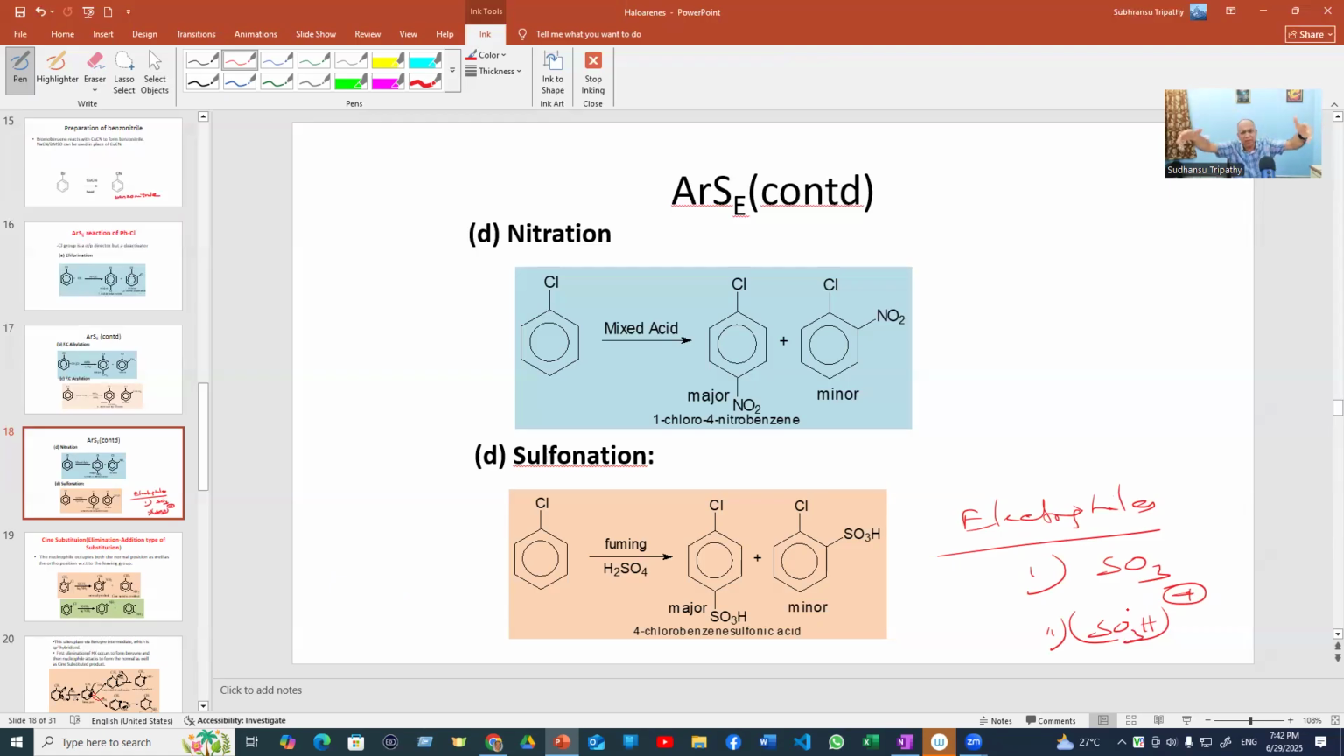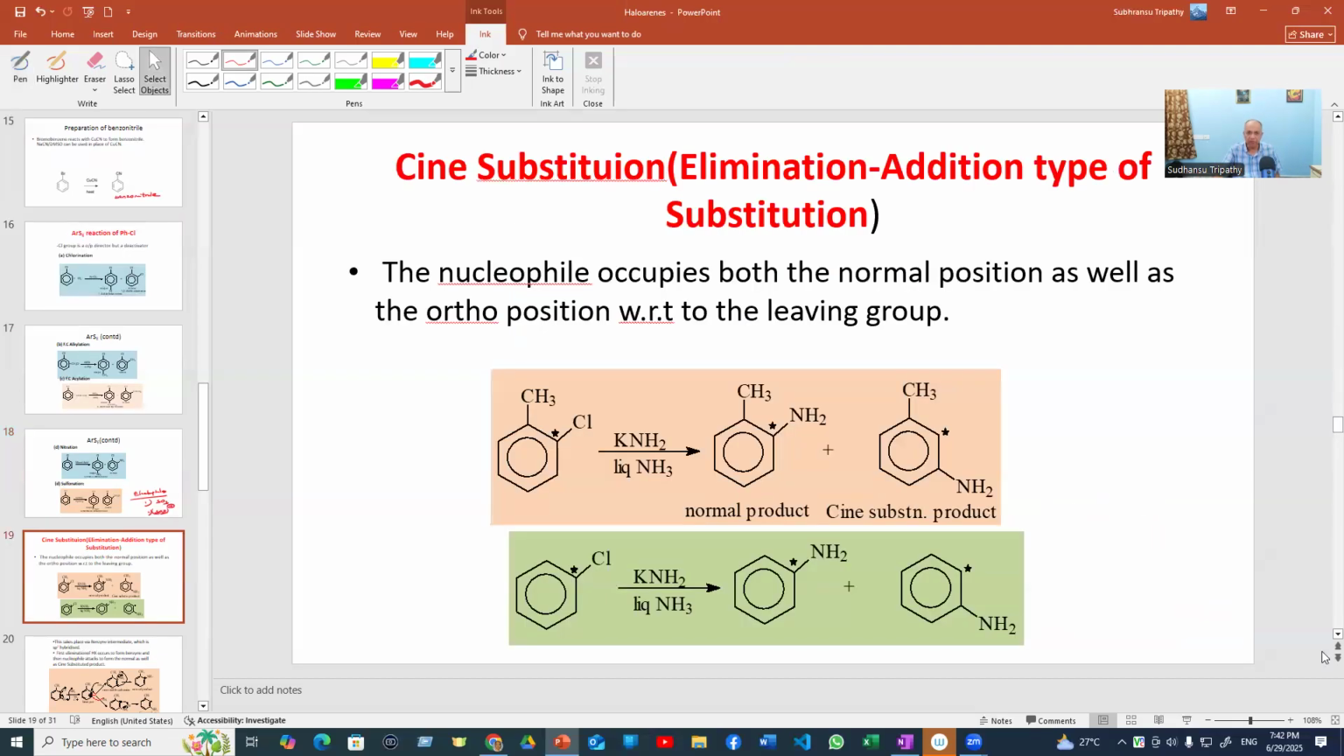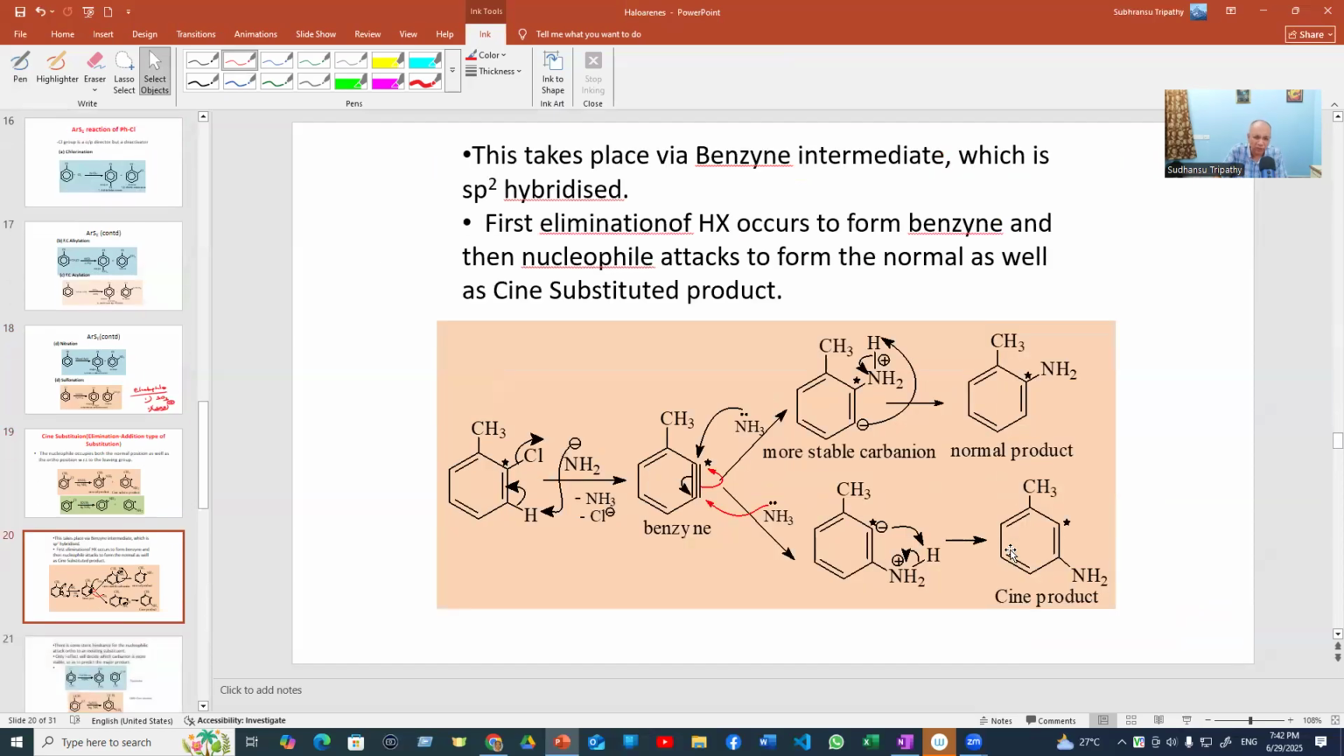We have done extensively the mechanism of ARSC. And here you get a small magnitude of kinetic isotope effect in sulfonation. You get KH by KD is approximately equal to 2. But in all other ARSC, it will be 1. That means no kinetic isotope effect. Okay. Benzyne substitution already we have done.